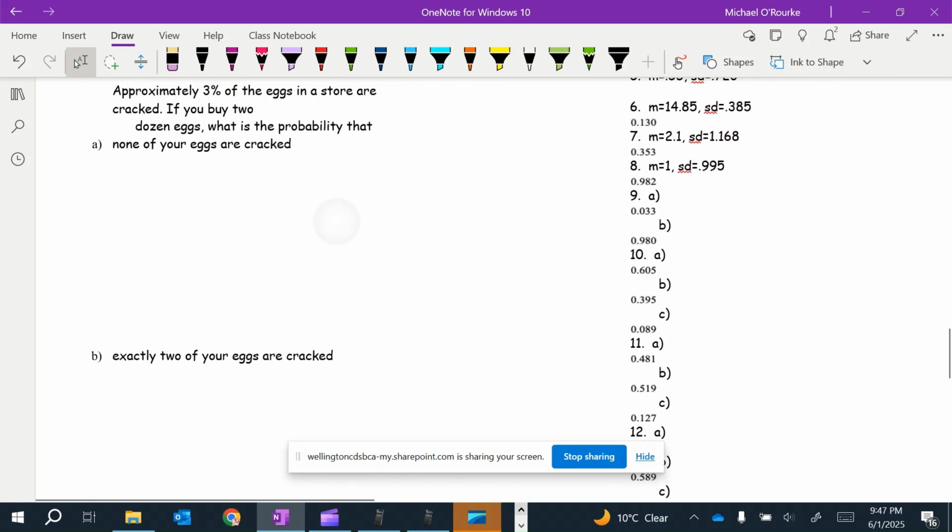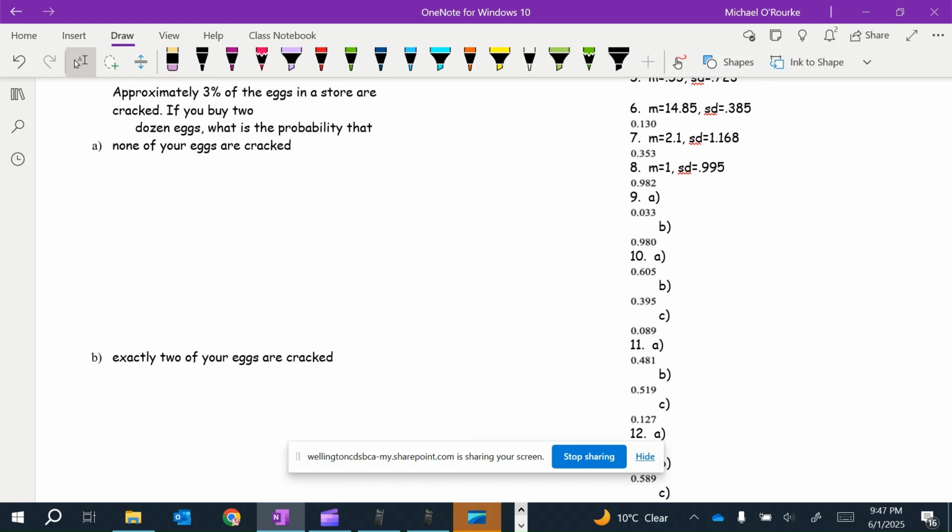So approximately 3% of the eggs in the store are cracked. If you buy 2 dozen, what's the probability that none of the eggs are cracked? 2 dozen is 24. In this case, we're looking for 0 eggs cracked. Our probability of finding a cracked egg is 0.03, and 1 minus p is 0.97 for it not to be cracked.